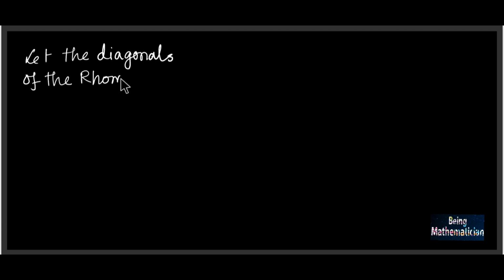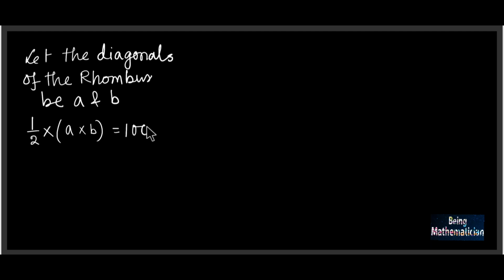Now let the diagonals of the rhombus be A and B. So we know that the area of the rhombus is half into the product of the diagonals, and it is given as 100 centimeter square. So we can write half into A into B is 100, so AB is 200.